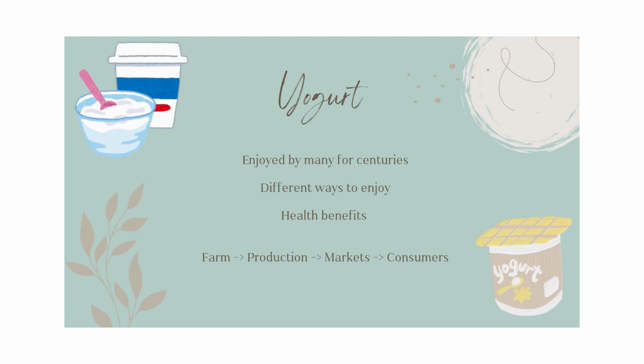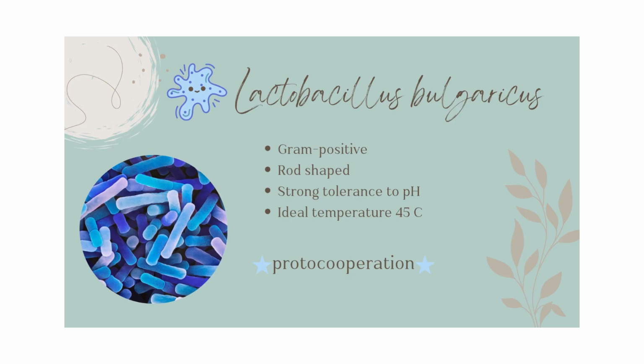There are many different pieces that go into the production: the farming and manufacturing and all the different ingredients that are required in order to mass produce yogurt. Lactobacillus bulgaricus is a lactic acid bacteria, also known as LAB. It's gram-positive, rod-shaped, has a strong tolerance to pH, and its ideal temperature for growth is around 45 degrees C. It also has the benefit of protocooperation, which means that it can either thrive independently or work with other lactic acid bacteria.